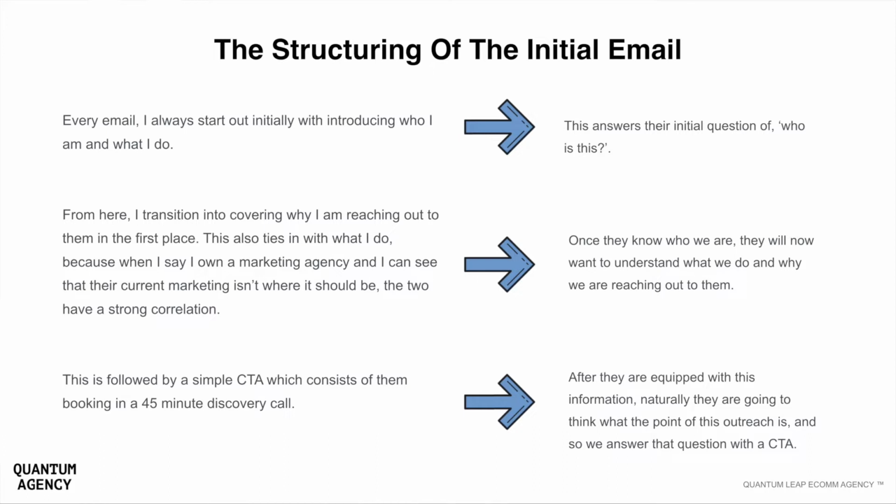You want to leave, if you're in the program, that link at the bottom, or if you do your own, just leave however you get clients to book in a call with you at the bottom, because that's the CTA. Because after they are equipped with this information, meaning the first few points, once they know who we are, what we do, and why we're reaching out to them, naturally they are going to think, what is the point of this outreach? And so we answer that question with a CTA.